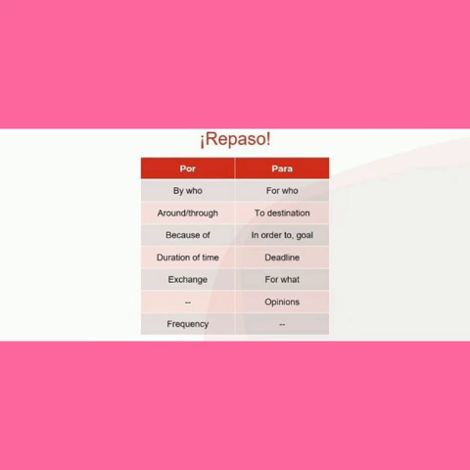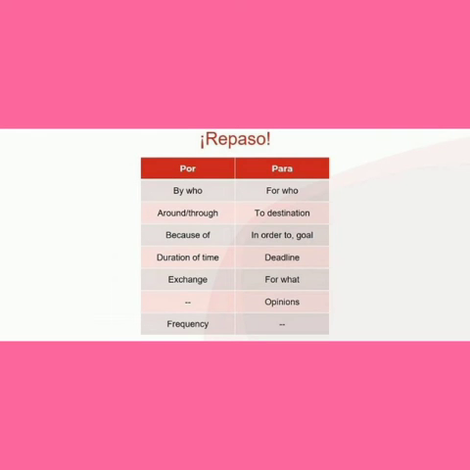Excelente! Repaso. Let's review. Por versus para. Por helps us to state by who. For example, the project was done by John. Para helps us to state for who. The project was done for the teacher. Por, around or through. For example, along the road, while para states to destination for 6th Street.